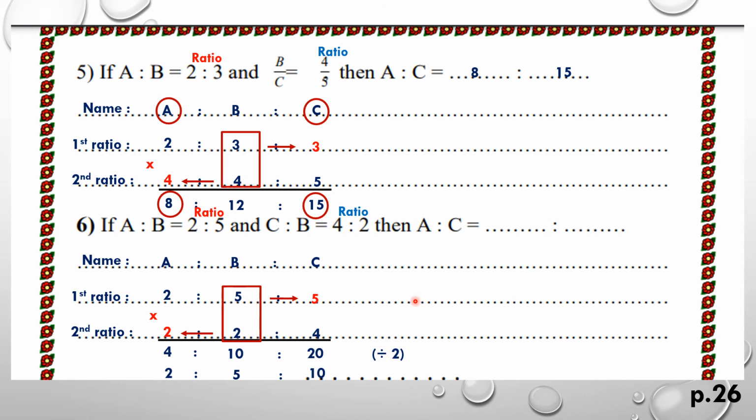Now we need to find A to C. We have A to B to C, and we need A to C. Here is A and C. Under A we have 2, under C we have 10. So my answer will be 2 to 10. But pay attention, this is not the simplest form. We must simplify. We can divide it by 2. 2 divided by 2 will be 1. 10 divided by 2 will be 5. So my final answer is 1 to 5.